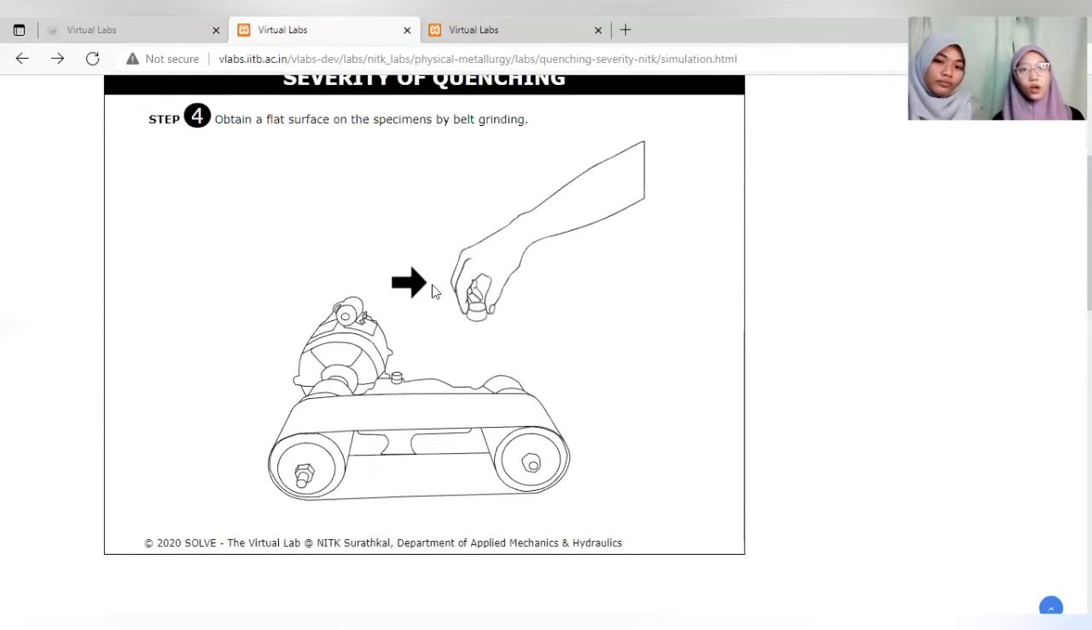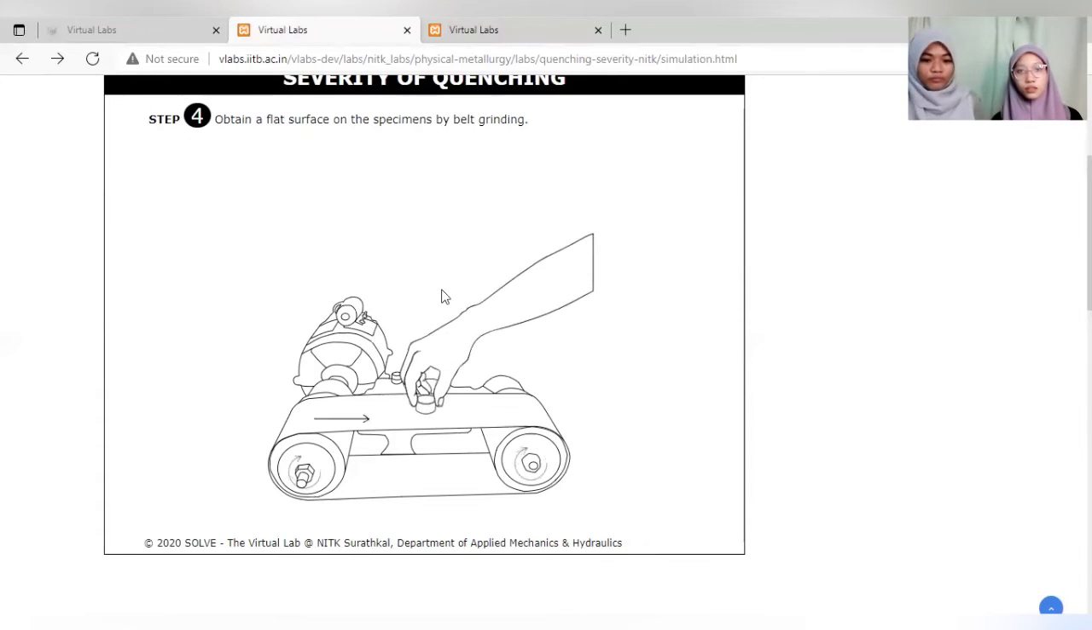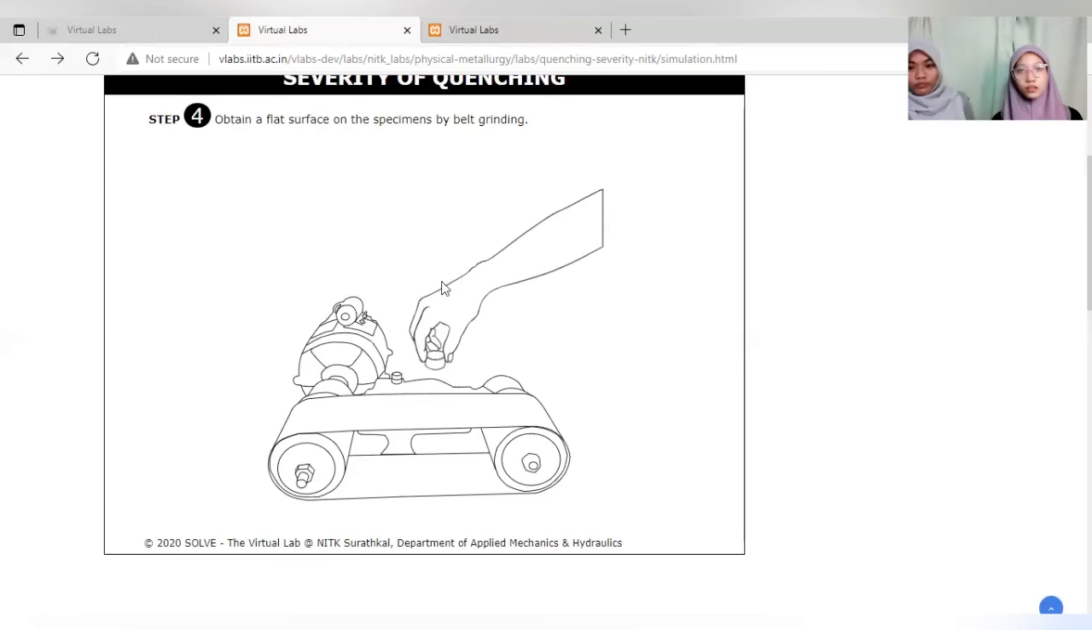So step 4. Obtain a flat surface on the specimen by belt grinding. So we need to put the specimen at the belt grinder to have a flat surface. So this is how it works.